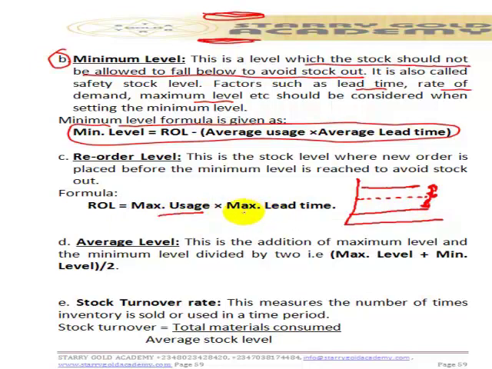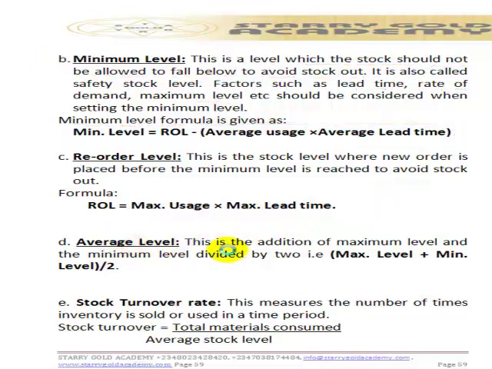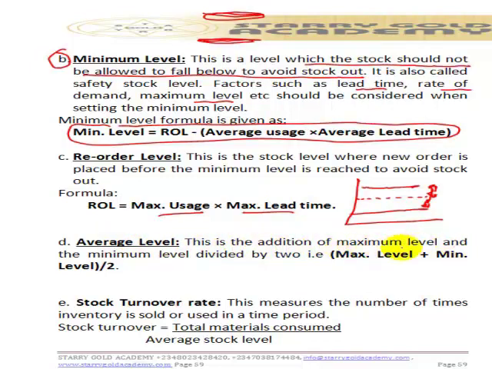So the reorder level is maximum usage times the maximum lead time. Then we have the average level. This is the addition of maximum level and the minimum level divided by 2. That is maximum level plus minimum level divided by 2. The stock turnover rate is another inventory control level, and it measures the number of times inventory is sold or used in a time period. It is given as total materials consumed divided by average stock level.